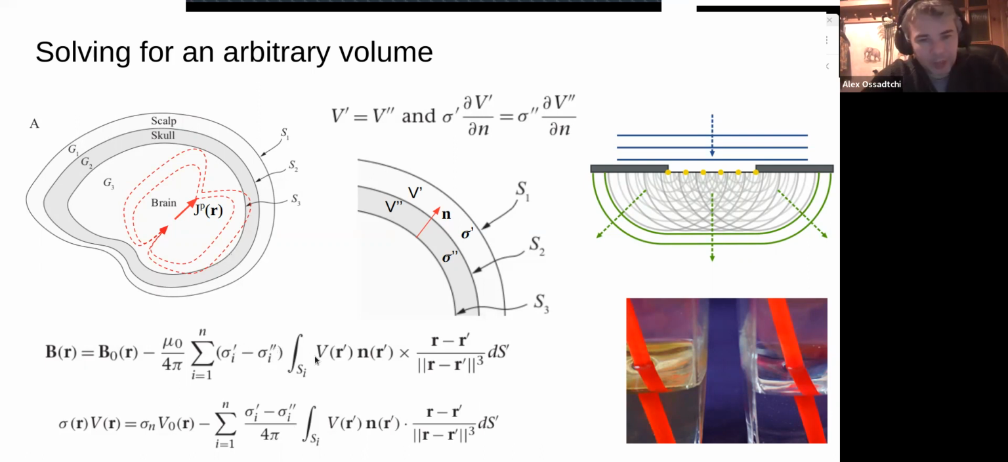And that's basically it. The strength of the source is the difference of conductivities and the potential at this point, because this is the current, right? Conductivity difference. Can I ask a question? Yes, sure, go ahead.